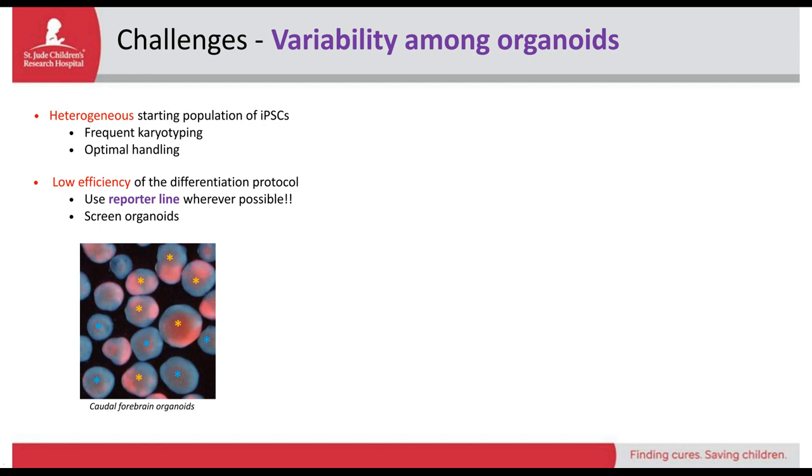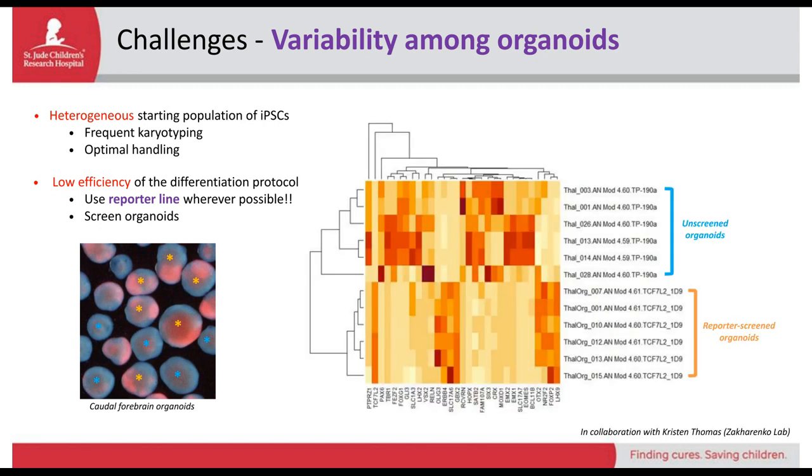So now what we did was we compared the gene expression profile by bulk RNA-seq of organoids which were made from a non-reporter line. So we collected a bunch of unscreened organoids. And then we made organoids using the same protocol from the reporter line, and we screened for the reporter-expressing organoids and then did a bulk RNA-seq on those organoids.